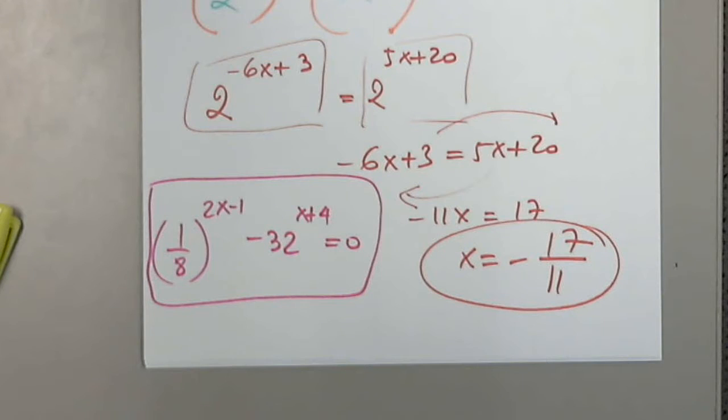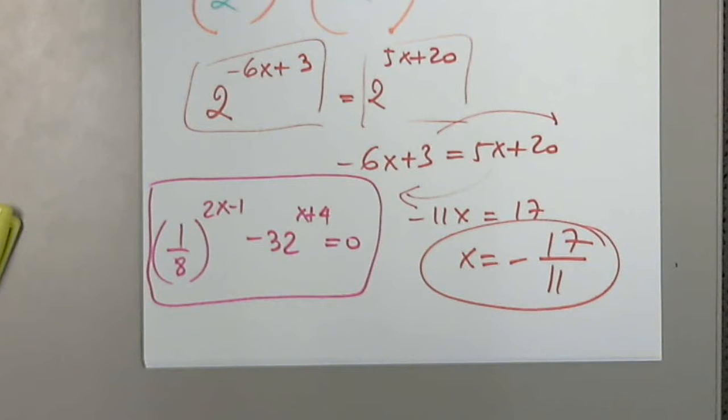Good. So now, when I press enter, if this is the correct answer, what should I get? 0. Exactly. If I don't get 0, what do I conclude? Right. Negative 17 over 11 is not the solution. I have to start from scratch. I go back to the drawing board. Okay, let's see what we get.